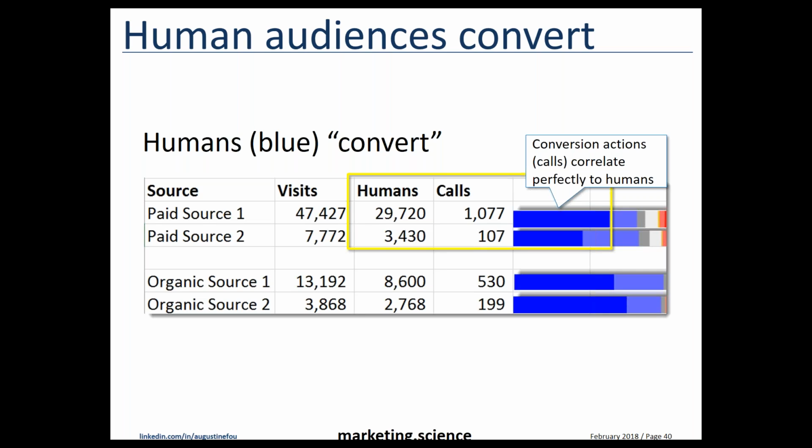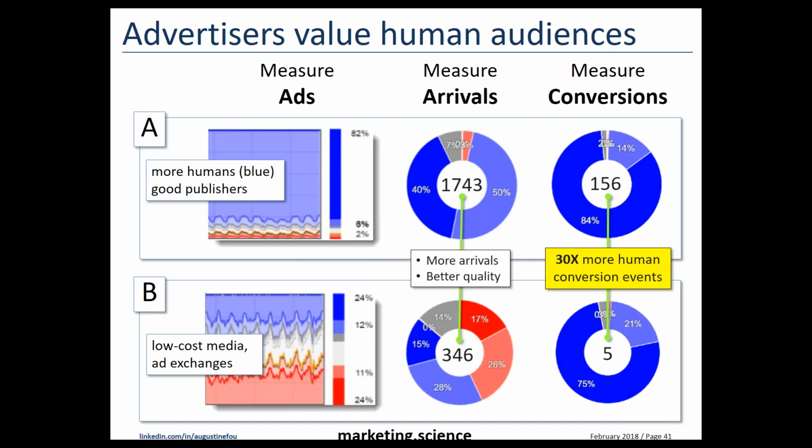So in this case, you can see a direct straight line correlation between the number of humans that actually arrived at the site and the ones that actually made the phone call, which in this case is a proxy for a conversion event. So the amount of humans, not the number of visits, is what matters here. In this case, again, these are things that marketers are starting to do for themselves to determine where they're going to allocate their budget.